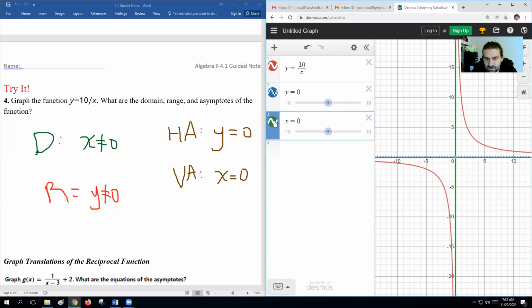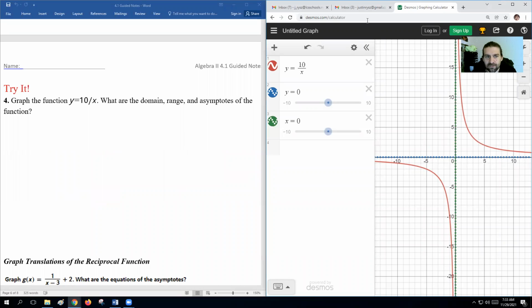I'm just going to click and hold to change this to a dotted line. And you can see, yep, we never crossed that dotted line as well. So we can find our horizontal asymptotes and our vertical asymptotes by just looking at the domains and ranges. The domain tells us the vertical asymptotes, and the range tells us the horizontal asymptotes.